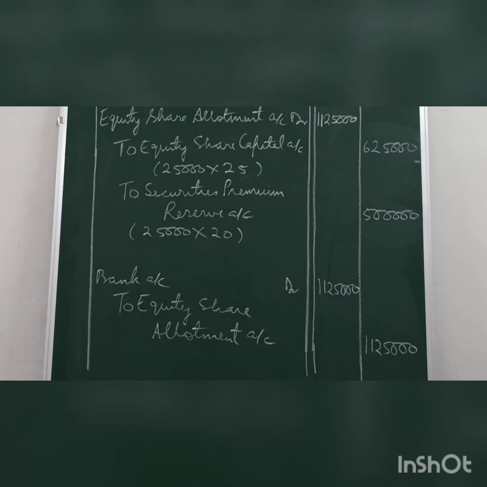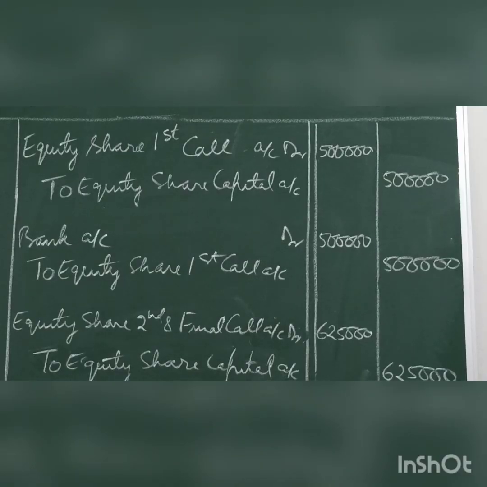Then in the question it is given that all the money was received, that means you received all the allotment money also, there is no unpaid amount. Entry will be bank account debit to equity share allotment account, being allotment money received. The next entry is for call money. We have first call and second call in this question.